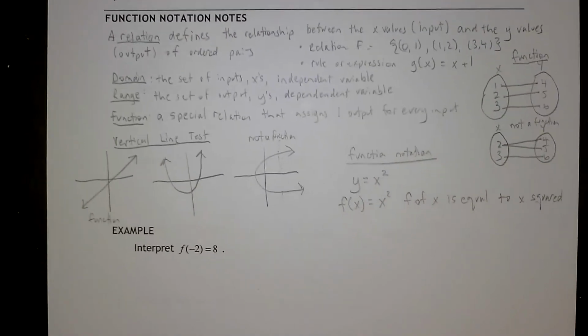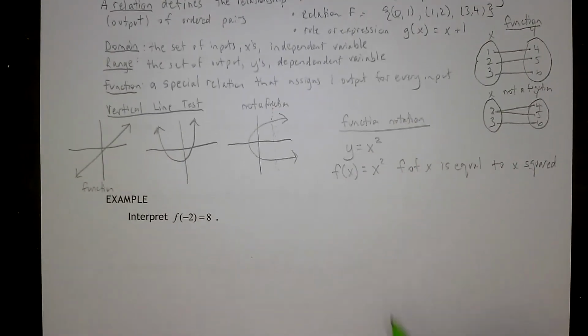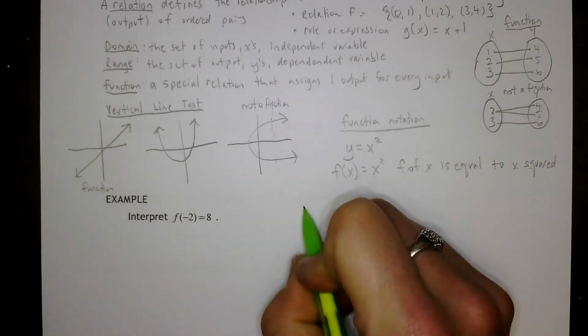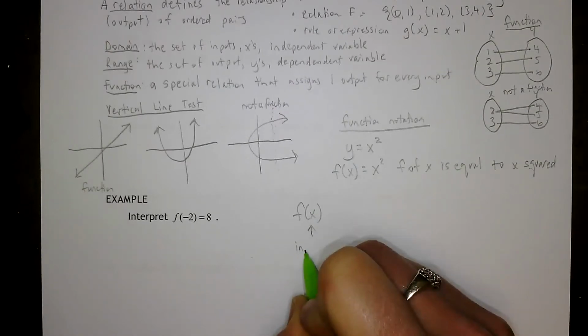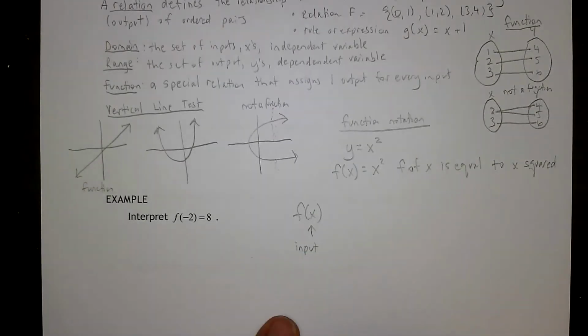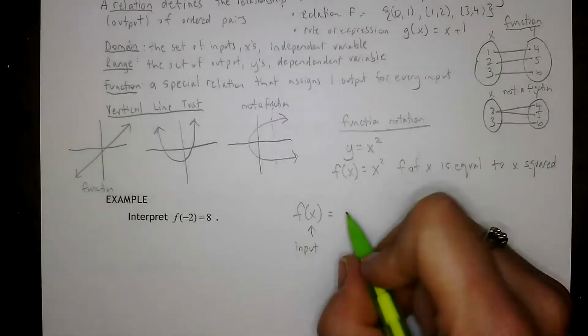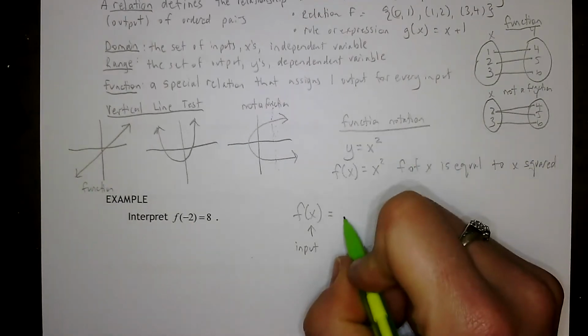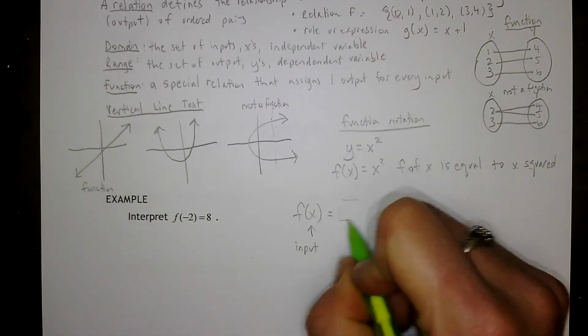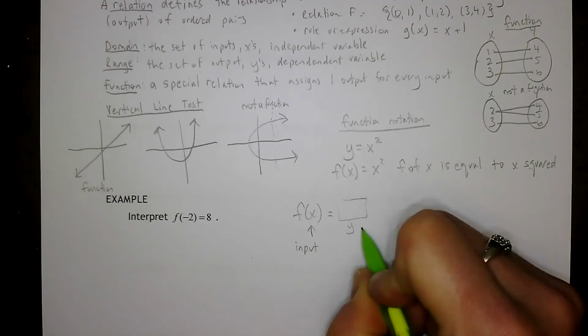So let's look more at function notation. If we've got f of x, the input variable is our x. Whatever it equals is the output variable, or the output. So whatever it equals, this answer, that is our y, or our output.